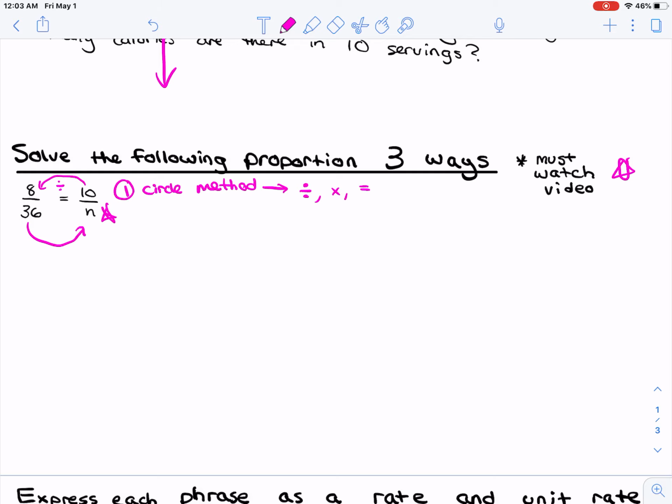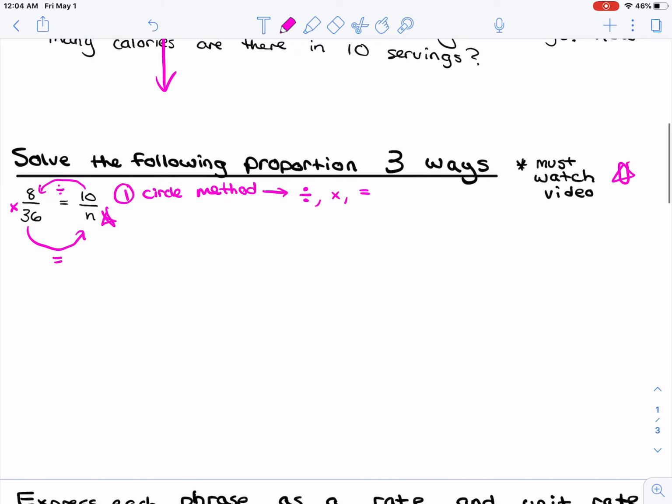So again, I'm going to go ahead and label that here on my circle. And I'm going to start off with 10 divided by 8. And then I'm going to go ahead and multiply that by 36. And that's going to equal my n.